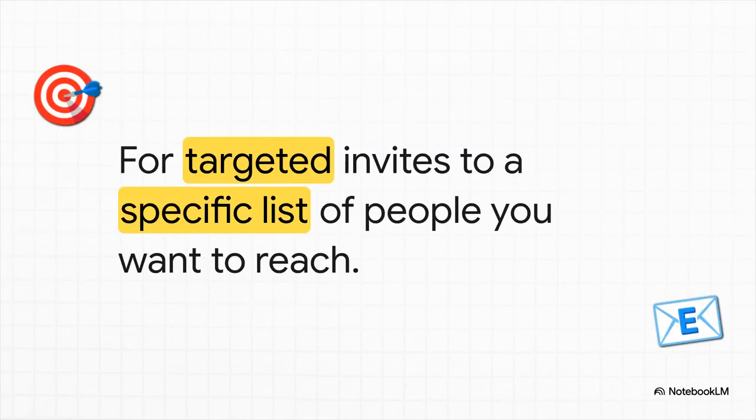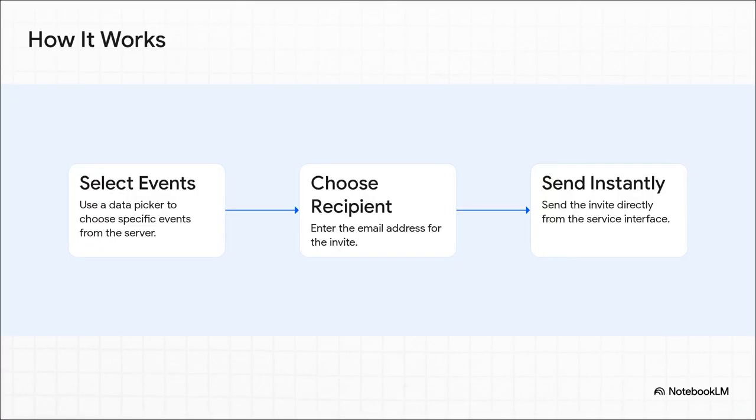Okay, so that covers getting the public to sign up. But what if you already have a list of people you want to invite? That brings us to our second method, the direct send engine. Think of this as the more targeted, surgical approach. Using that service interface we mentioned earlier, you can actually browse all the events sitting on the server. In the demo, they pull up a huge list of upcoming baseball games. You just use a little picker to select the specific games you want, type in the person's email address, and hit send. The invite goes out instantly. It's all about precision and total control.